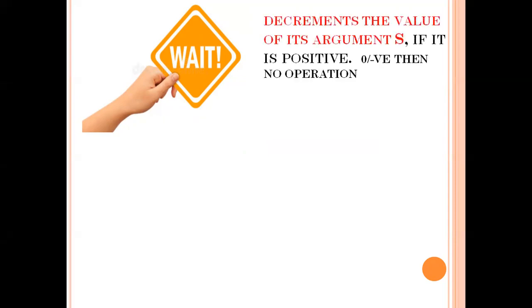Now, as we just saw, there are two atomic processes. One is wait and one is signal. So let's see what they are. Wait, first of all, decrements the value of its argument s. S here is the semaphore value. Only if it is positive, then it decrements the value of s. If it is 0 or negative, then no operation is performed. So we have a basic idea of how it works.